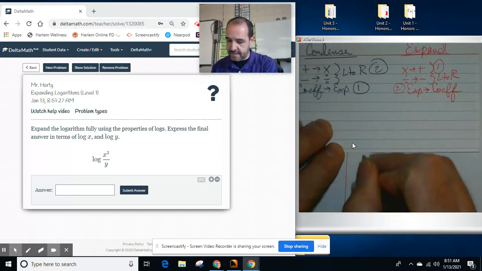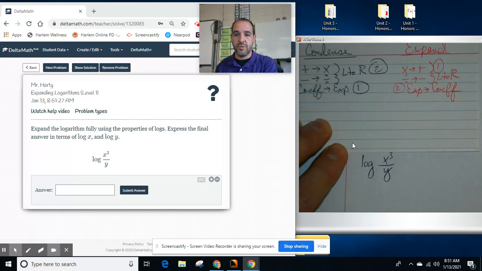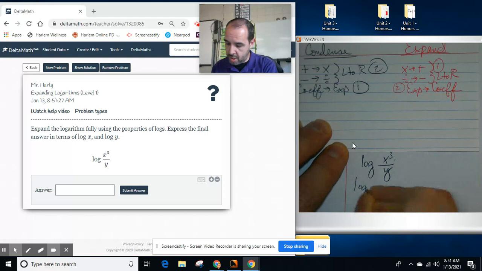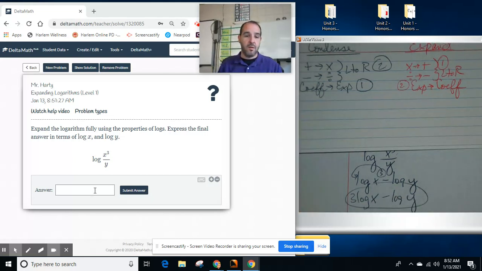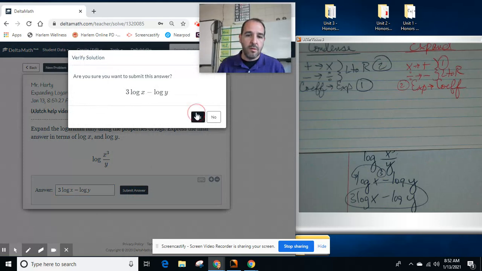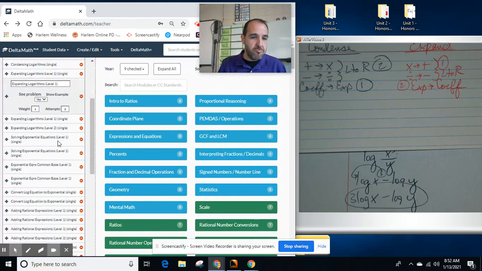So I look and I'm like, okay, log of x to the third over y. Run through the order. Do I have multiply? No. Do I have divide? Yes. Log x to the third minus log y. Got to have logs on each piece. And then do I have exponents? 3 log x minus log y. And it really is that straightforward.